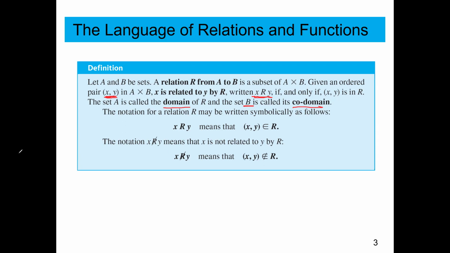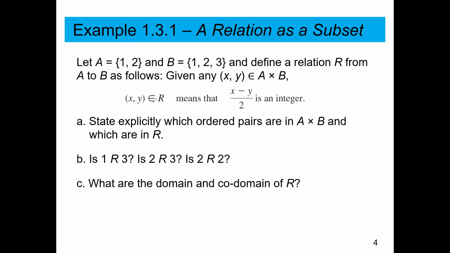So let's just give an example real quick. Let's look at a relationship where my domain is set A, which is 1, 2. My codomain is 1, 2, 3. So I've actually already told you the answer to part C. Domain is always the A part, if it's A cross B, or a relationship from A to B. So the from part is the domain. Let me write that in real quick above this.